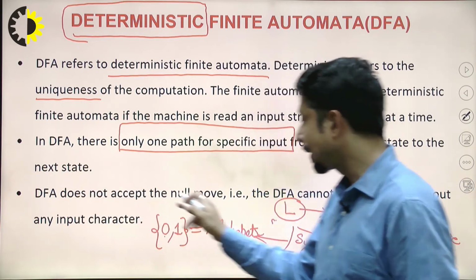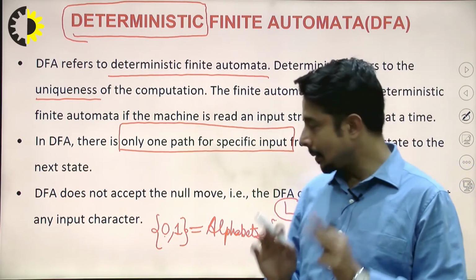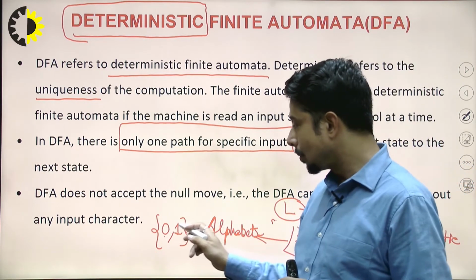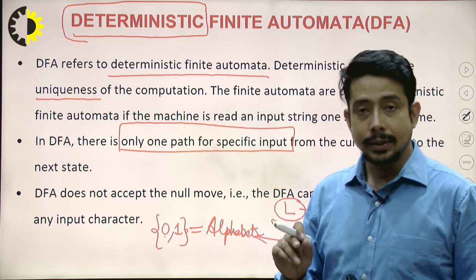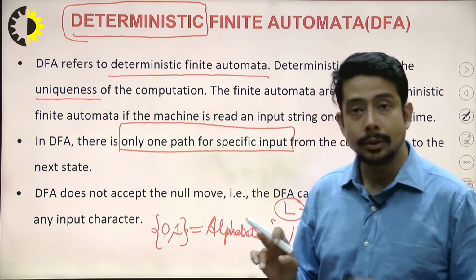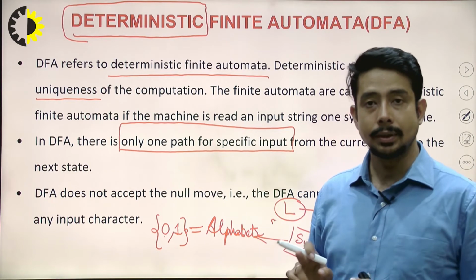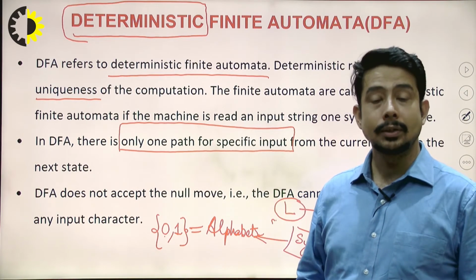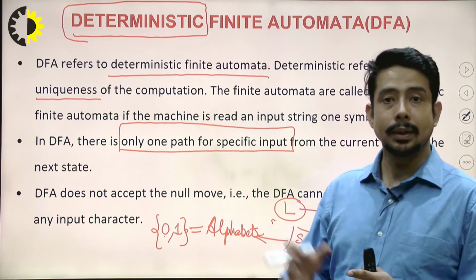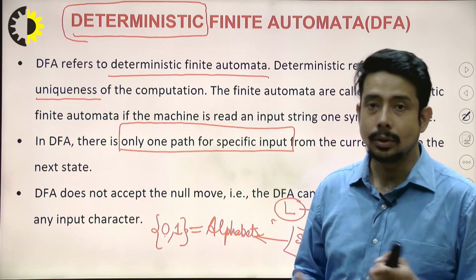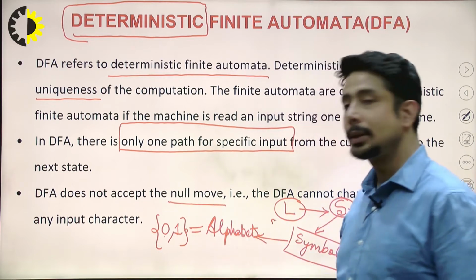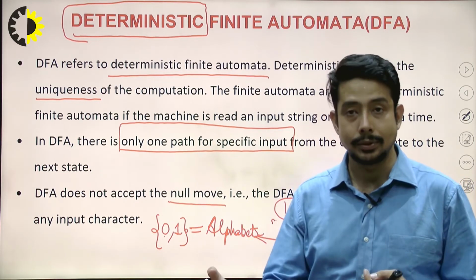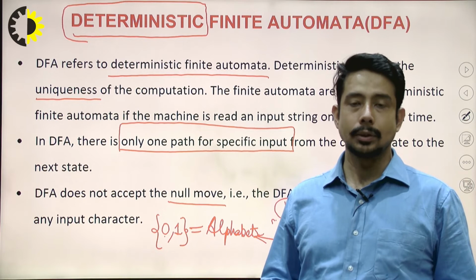DFA does not accept the null move. As I am letting you know, 0 and 1 are the two input symbols. DFA says that for both the input symbols there should be exactly one transition. If there is exactly one transition, can it be possible that there is no transition? It's not possible, right? DFA does not accept null move. Null move means what? Null transition, no transition. So that is not possible in the case of DFA.